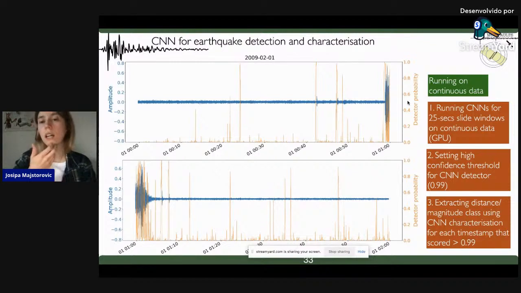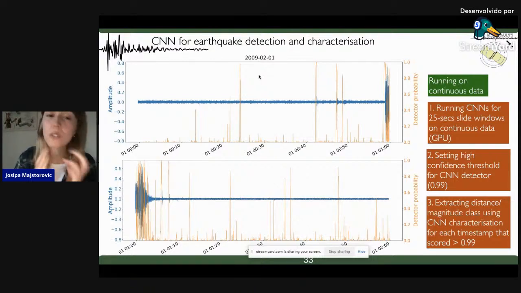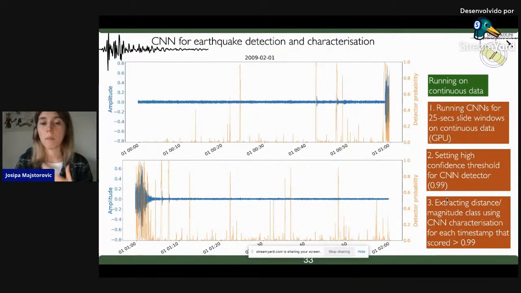So usually what is done is that you would put a threshold at 0.5, something in the middle, and each time step that has a probability higher than 0.5 would be declared a detection. In my case, I put this threshold quite high, at 0.99, so that I only consider those events where my model is really, really sure that this is a signal. And then for each of these time steps where we have a high detector probability, I can extract magnitude and distance class using my CNN characterization model.